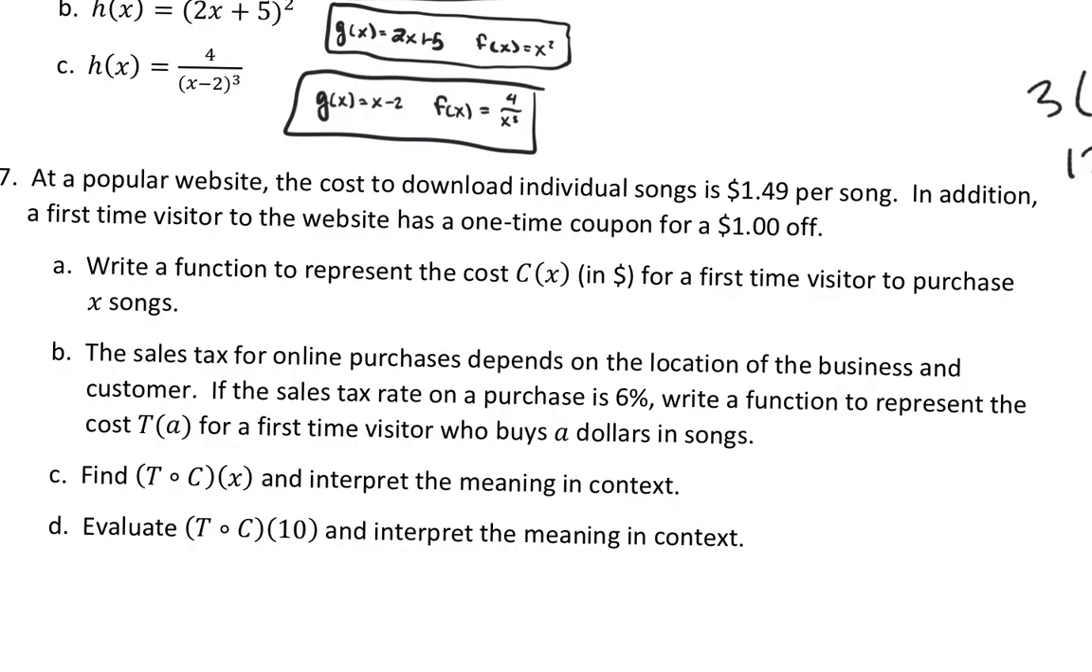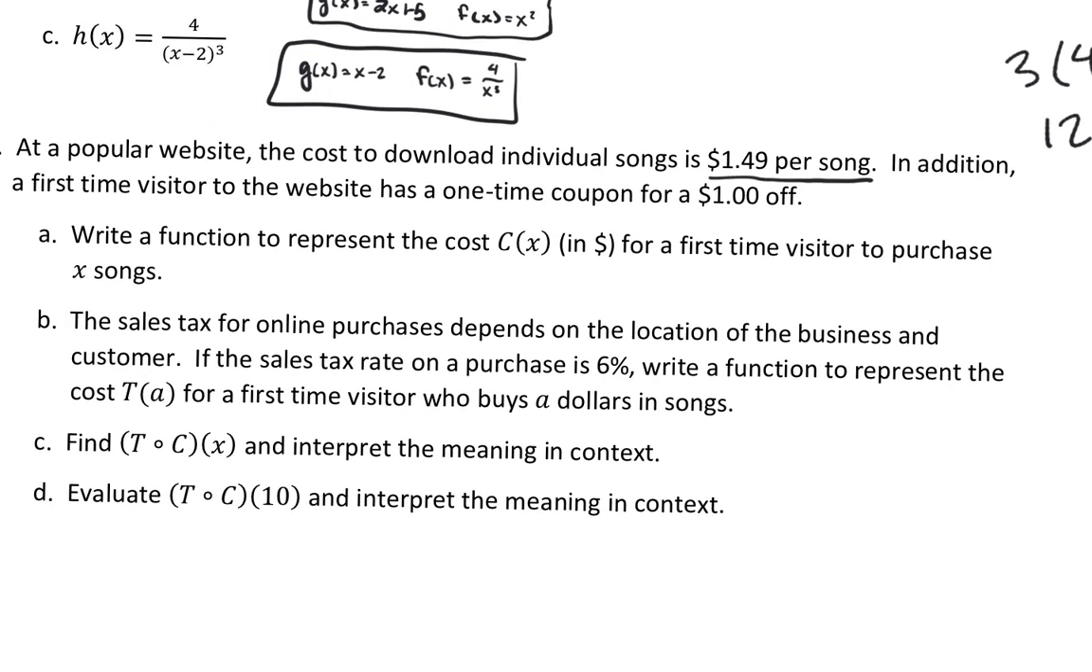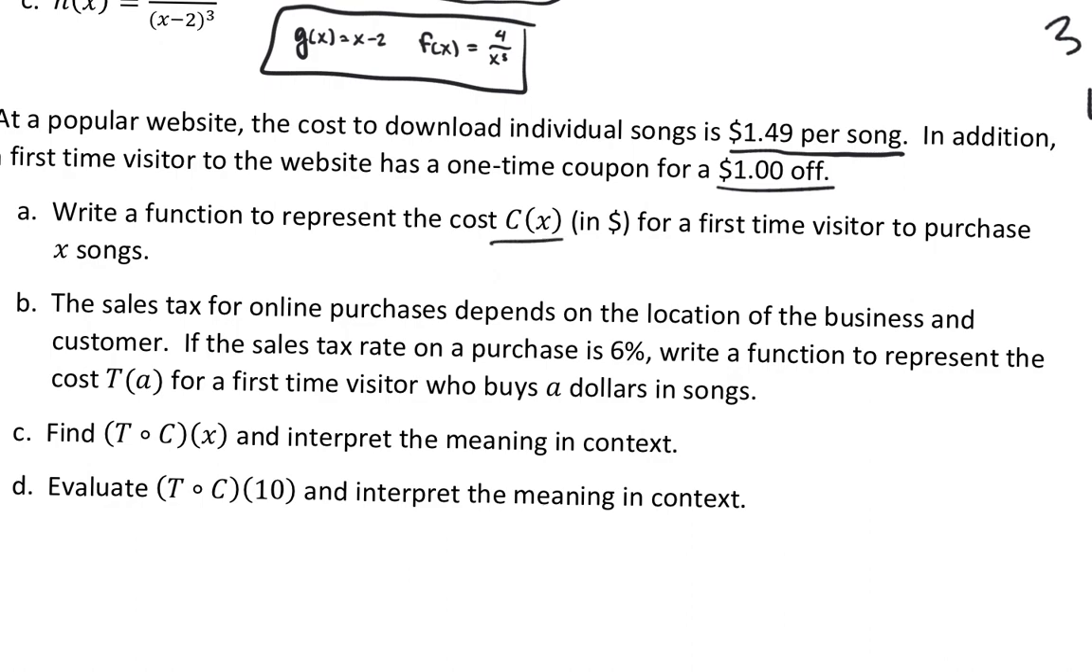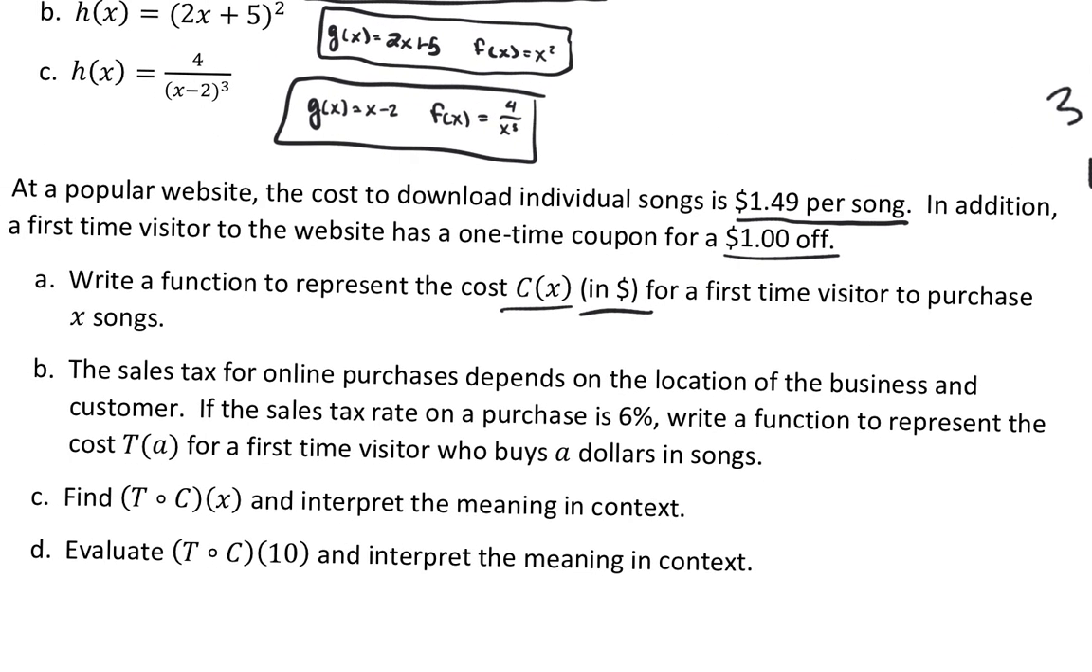Okay, now moving on to number 47 here, we're given that at a popular website, the cost to download individual songs is $1.49 per song. In addition, a first-time visitor to the website has a one-time coupon for $1 off. So now we want to write a function to represent the cost C of x in dollars for a first-time visitor to purchase x songs.